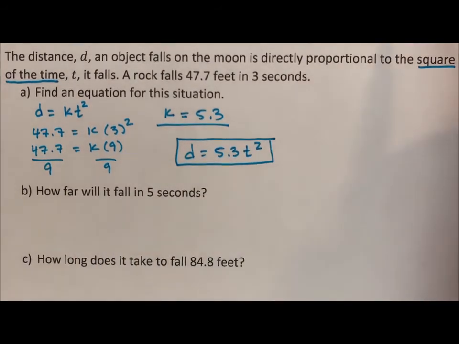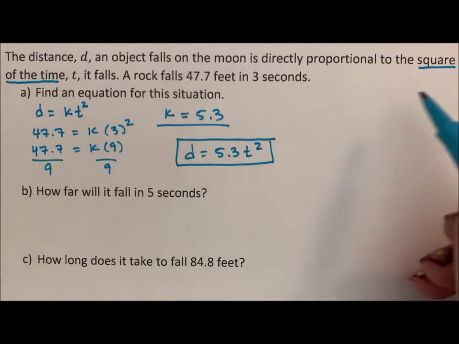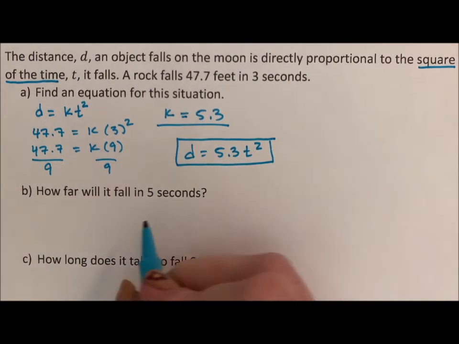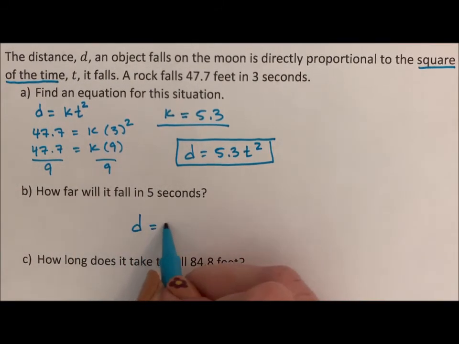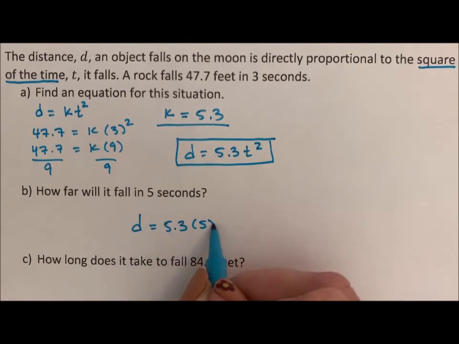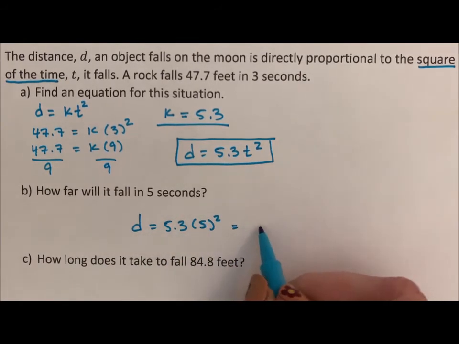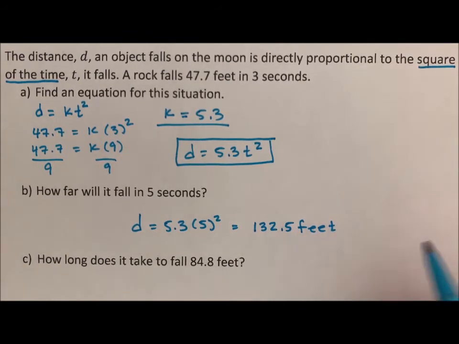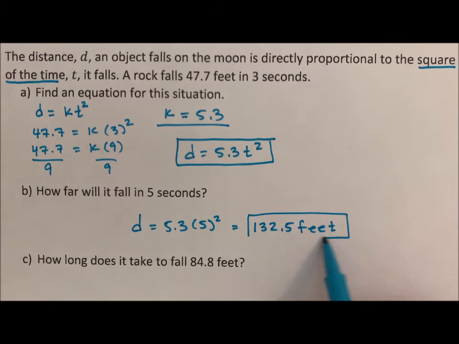So in the first problem, we had area, but it didn't say the word squared attached to it, so we didn't have to square the area. In this one, it does say square of time, so here we had to square it. How far will it fall in 5 seconds? So d equals 5.3 times 5 squared. So this is going to be 132.5 feet. I'm just going to go for quick answers.